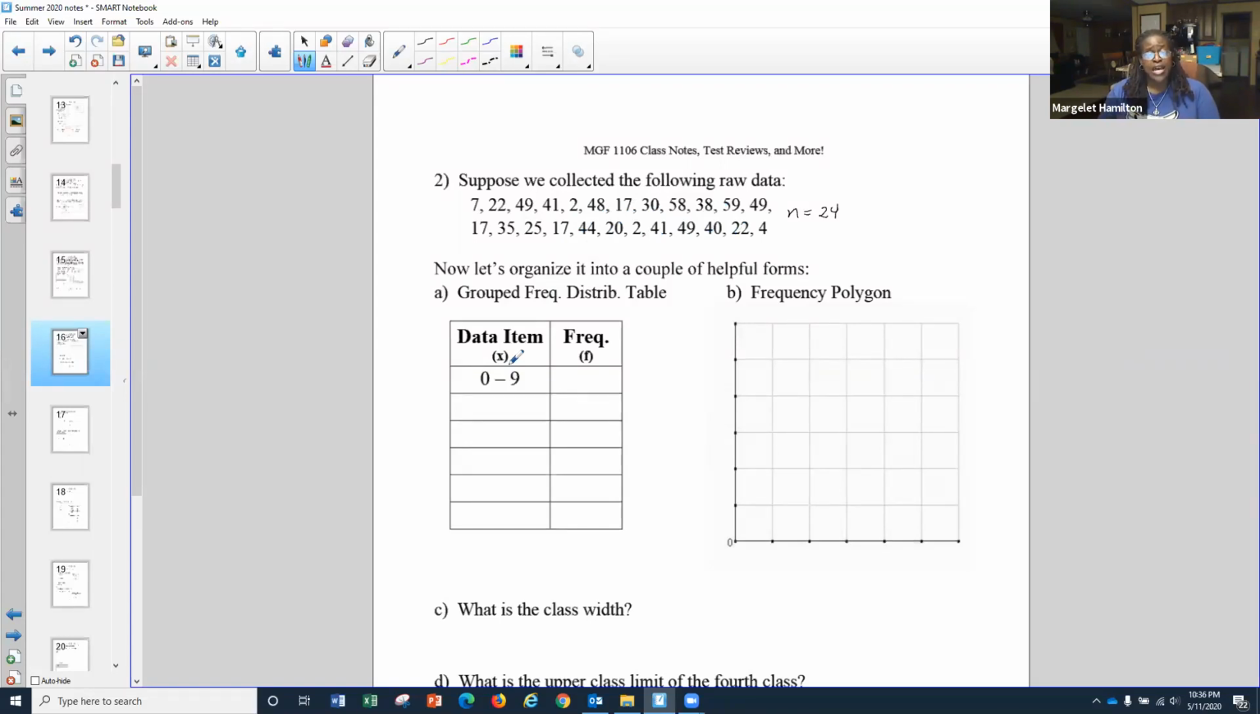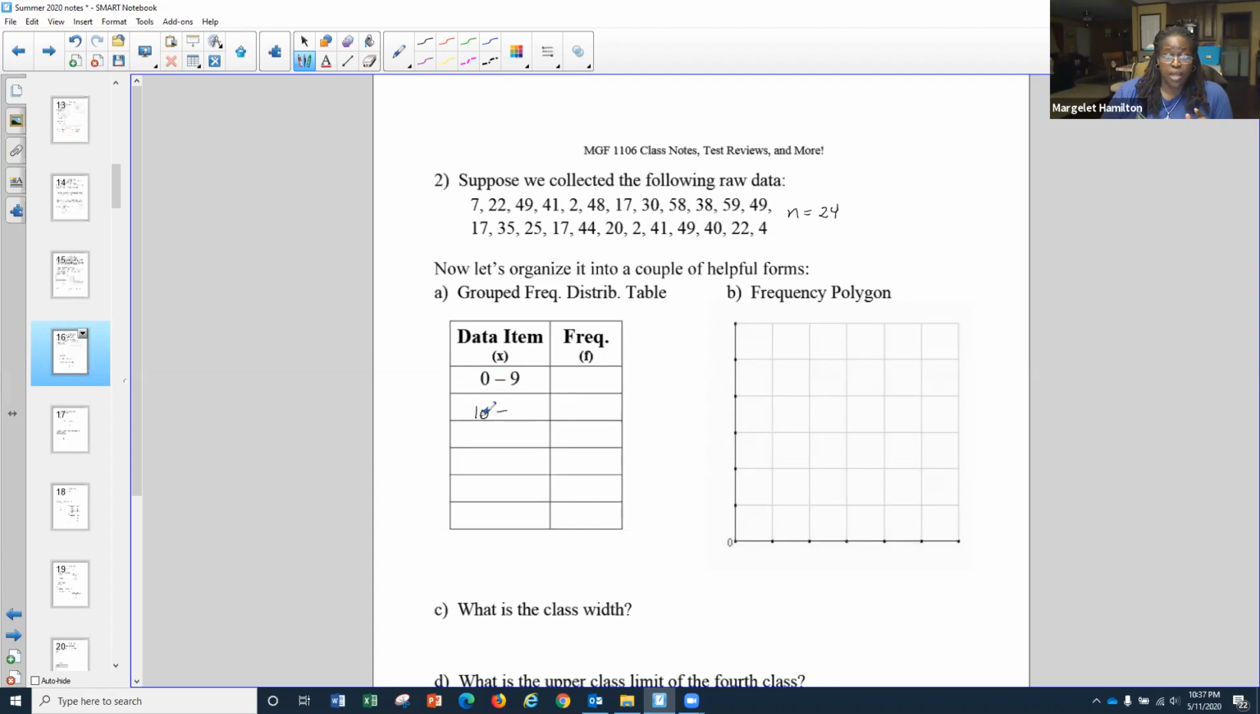So 0 to 9, that's 10 numbers, right? Do you see that? 0, 1, 2, 3, 4, 5, 6, 7, 8, 9. That's 10 numbers there. So anything that falls within that grouping, we're going to count those numbers and put them into that frequency. So they started us off with 0 to 9. Let's finish writing out our groups so we'll know where everything is going to go. So if this is from 0 to 9, then this should be from 10 to what?